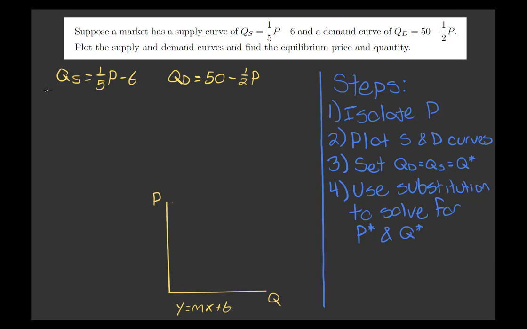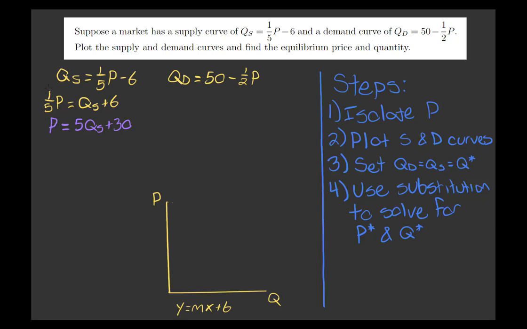So rewriting the supply equation, we know that 1/5 P is equal to QS plus 6. And then multiplying both sides by 5, we end up getting the inverse supply curve, which is P is equal to 5QS plus 30. Now, notice how I said the inverse supply curve. The reason why this is the inverse supply curve is because we've got P isolated on the left side and Q as part of the equation on the right side. So the above equation, where I've got QS on the left side, is the supply curve, where I've got P isolated on the left side, that is the inverse supply curve.